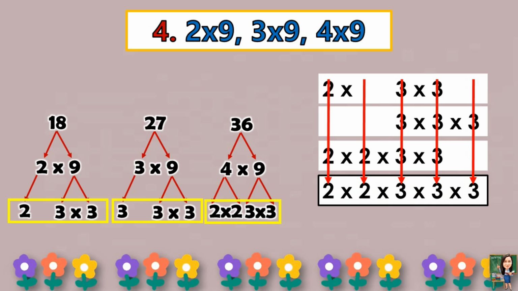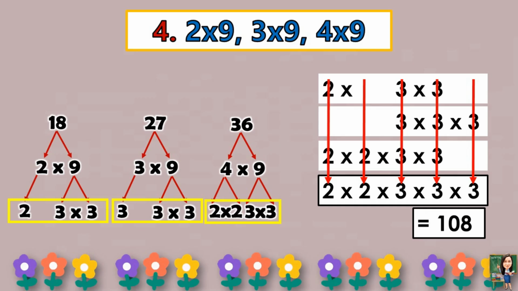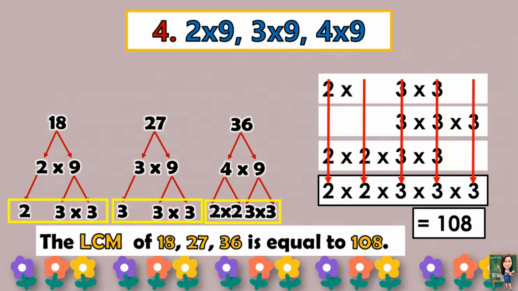Then 2 times 2 times 3 times 3 times 3 equals 108. The LCM of 18, 27, and 36 is equal to 108.